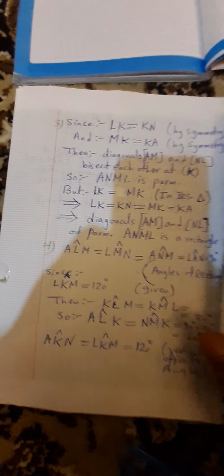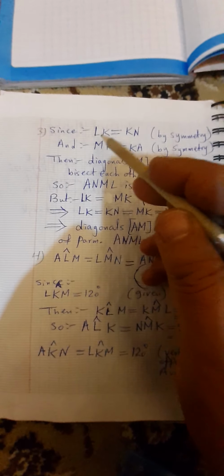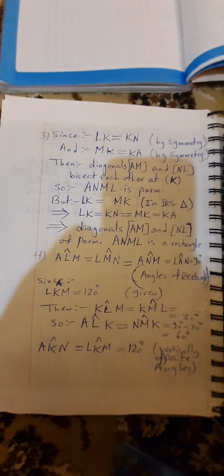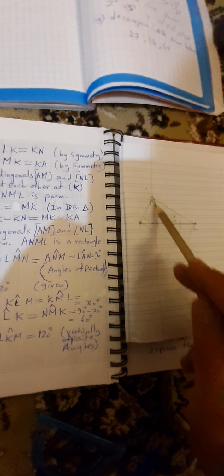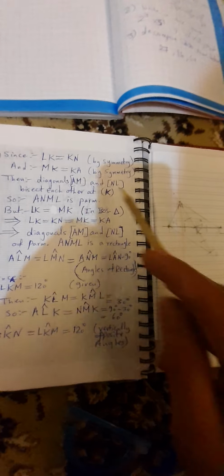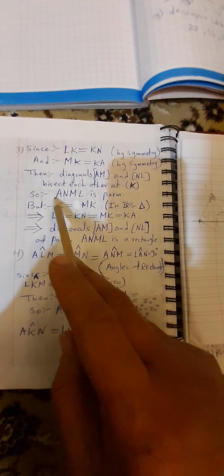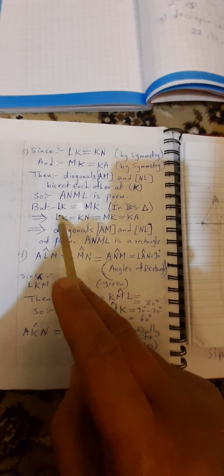Diagonals in the quadrilateral NL equal MA. Okay? How to write this explanation? Since LK equals KN by symmetry, KM equals KA by symmetry too, the diagonals bisect each other at K, then ANML is a parallelogram.